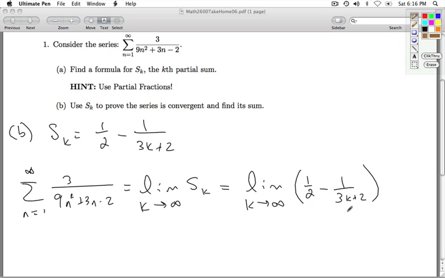As k traipses off to infinity, I get 1 over a very large positive number. This in fact is going to 0, and I'm just left with 1/2. So by definition, the series converges, moreover it converges to the value 1/2. And that'll do it for take home 6.